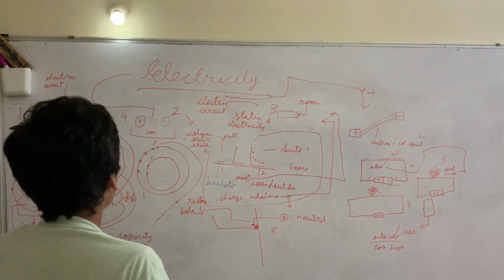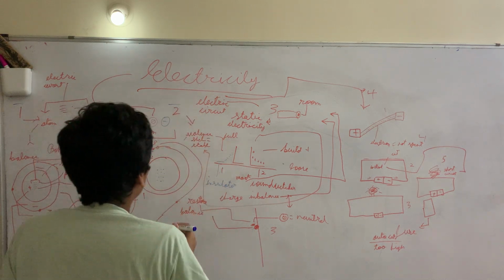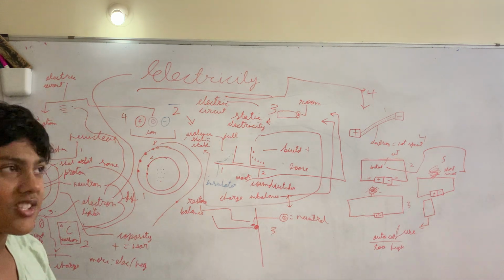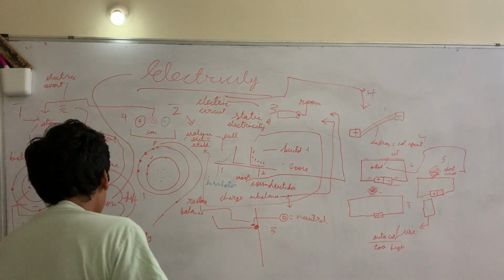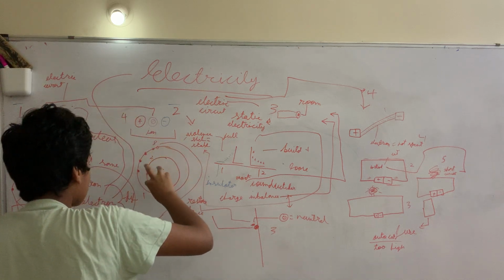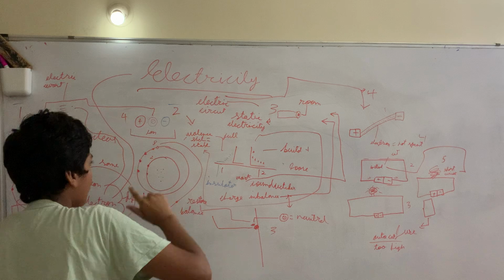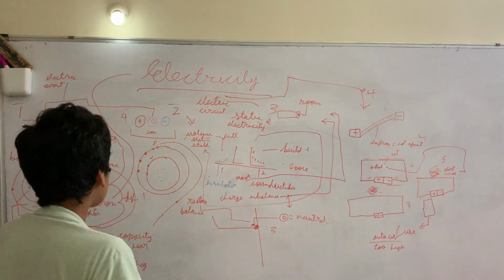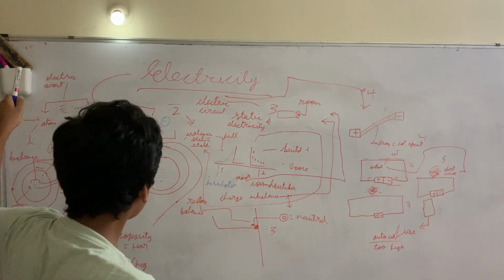Now let's go on to part 2, the valence shell. Not the valence, the valence shell. Here we have the atom, and we have the rings around it. Each ring can hold up to a certain amount of electrons, such as the innermost one will have 2, then 8, then 18, and so on.